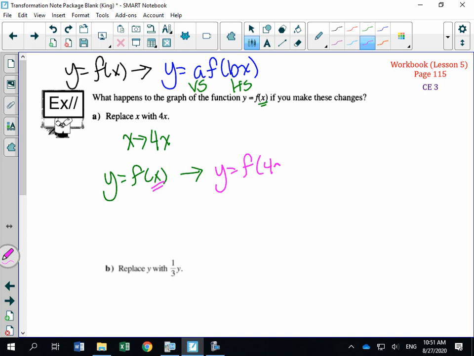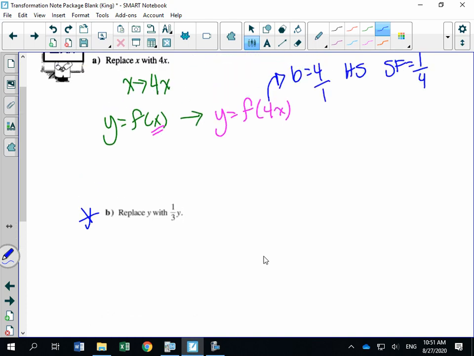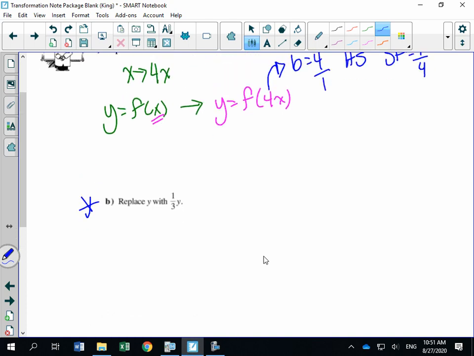F of 4x. You should be able to look at that and you should be able to say, okay, that is a b value. My b value is 4. What does that tell you? It is a horizontal stretch, and the stretch factor, because it's a b value, it's always the reciprocal. So the stretch factor is 1/4. For b, I want you to star this one, and we're going to star c as well, because it's a little bit trickier at first.